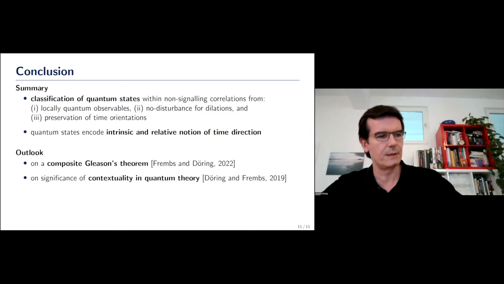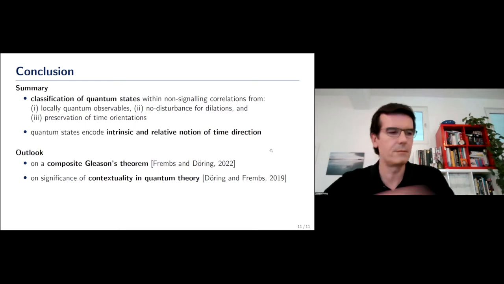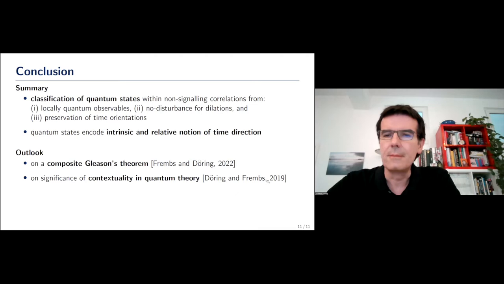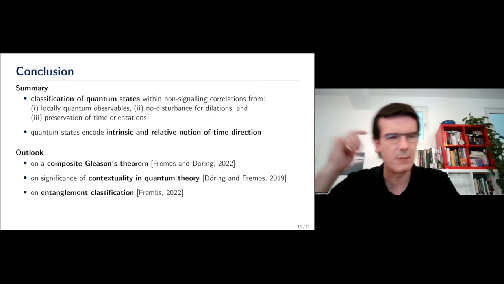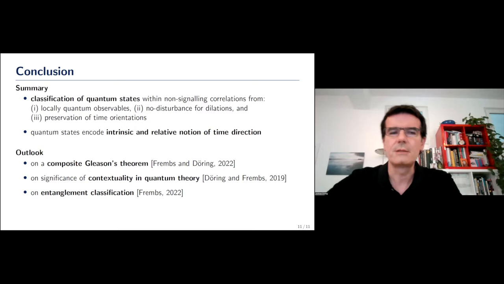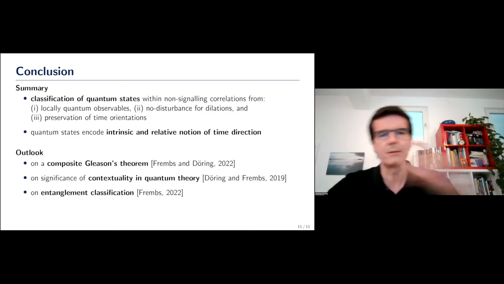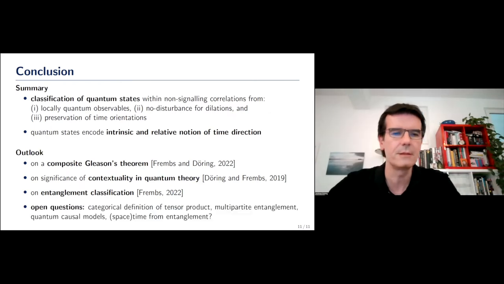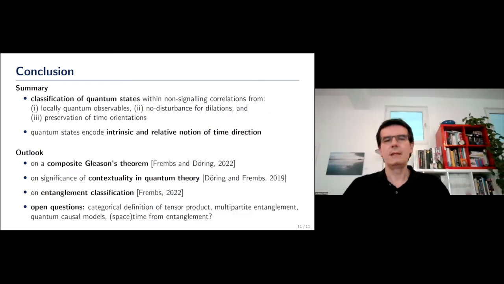And there's this recent paper that shows how much is actually encoded by contextuality in this sense. And there's some very recent work by Markus, I don't think it's in the archive yet, but very soon. This also relates to classification of entanglement in an interesting way. And also these things with local time orientations, which I find rather intriguing. There are many open questions.